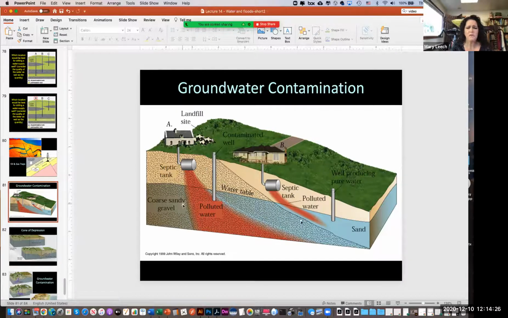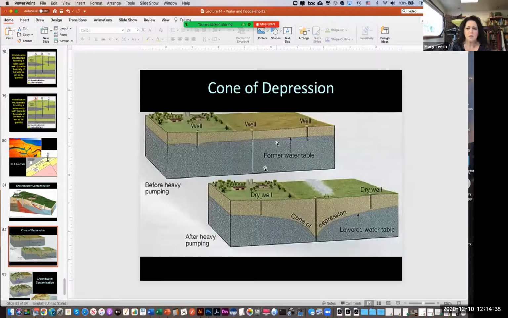Same idea here. Depending on how much pumping you're doing in the wells, you can pull those pollutants toward you and actually make it worse. This is the cone of depression I was talking about. Here are 3 wells, well 1, 2, 3. Here's the water table between the gray and the tan rock, okay?